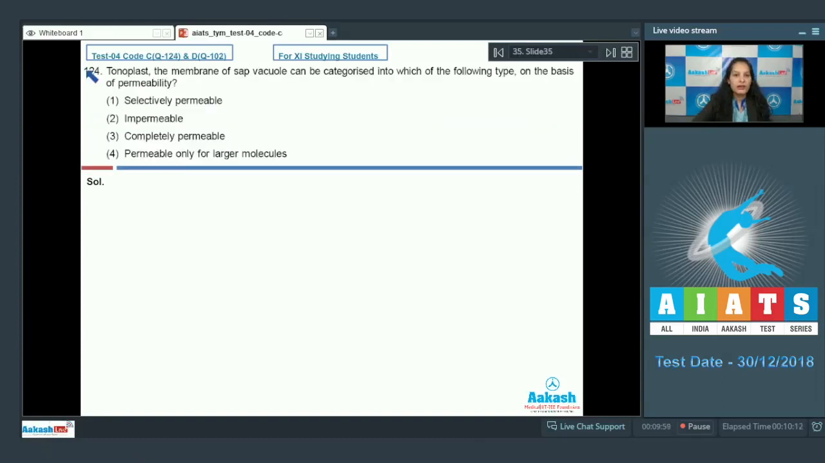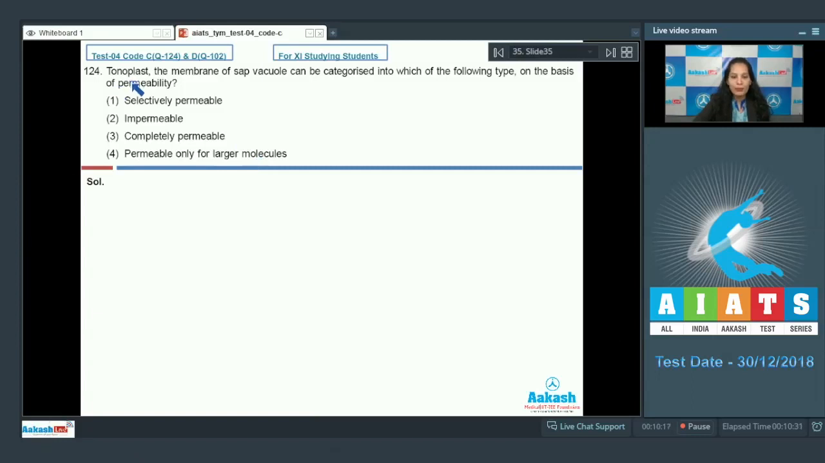Question number 124. Tonoplast, the membrane of sap vacuole, can be categorized into which of the following type on the basis of permeability? First option, selectively permeable. Second, impermeable. Third, completely permeable. Fourth, permeable only for larger molecules.